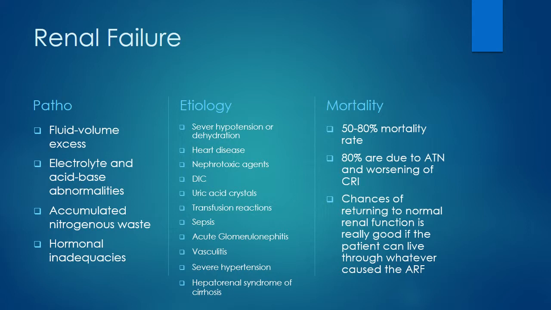50 to 80% mortality rate. 80% are due to acute tubular necrosis and worsening of chronic renal infections. Chances of returning to normal renal function is really good if the patient can live through whatever caused the acute renal failure.